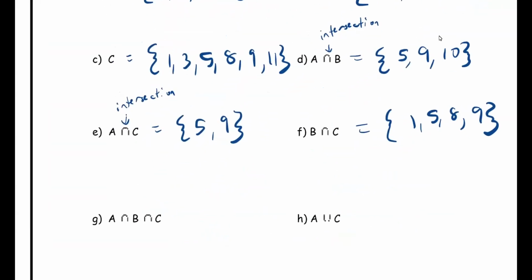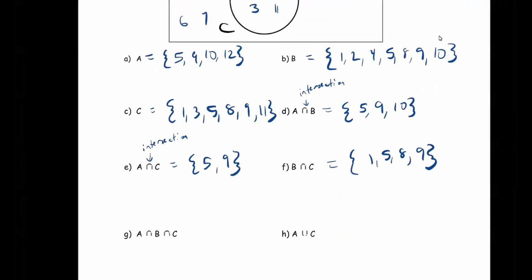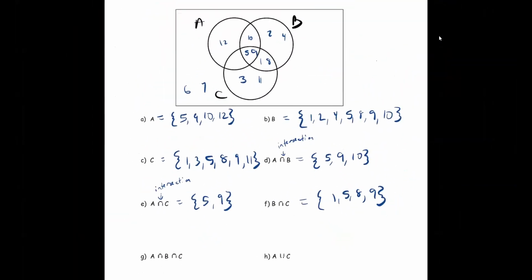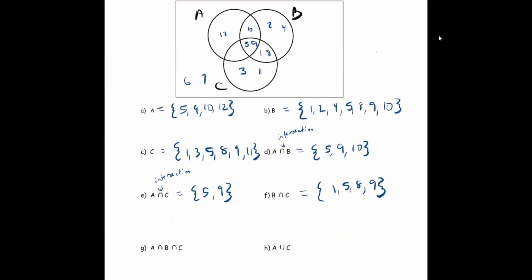What about the intersection of all three sets? 10, 5, 9, 1, and 8. What do you guys think? Wait a minute. All three sets. Well, is 10 part of C or no? No. So it has to be part of all three sets in order for it to be included. Well, then it's just 5 and 9. Yeah, that is right. You guys agree that only 5 and 9 is part of all three sets?